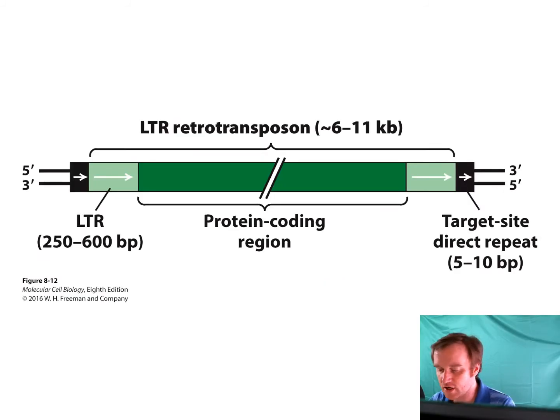Let's look at the structure of LTR retrotransposons, which stands for long terminal repeats. And these are element-specific directed repeats, and they're about 250 to 600 base pairs long. And the central protein coding region, which I am marking right here, encodes for reverse transcriptase, integrase, and other retroviral proteins that are expressed that help to integrate these retrotransposons into the host's chromosome.